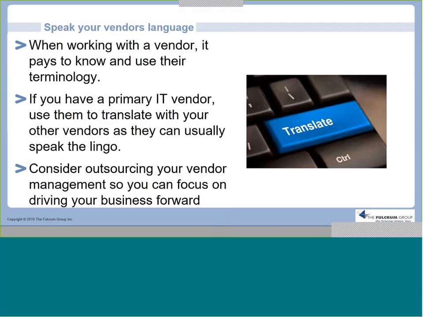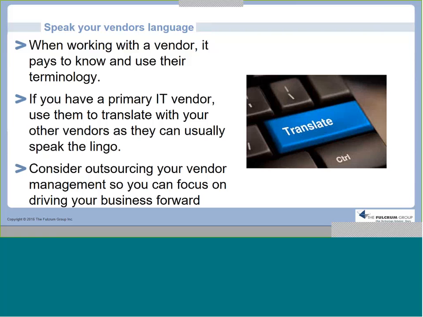Speak your vendor's language. Understand who you need to contact for what, and when you contact them, understand what you're trying to tell them you need. If you can use your service provider to be your liaison with that vendor, I recommend it. We at the Fulcrum Group do vendor management all the time. We're contacting vendors on customers' behalf.